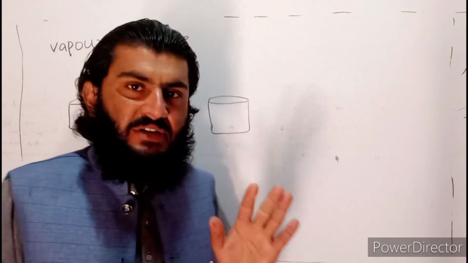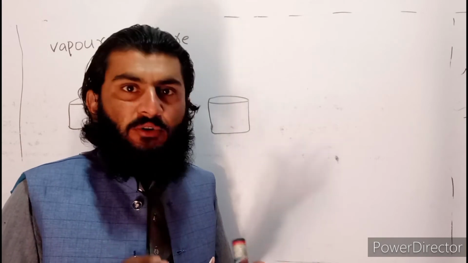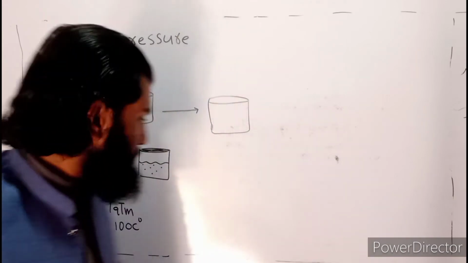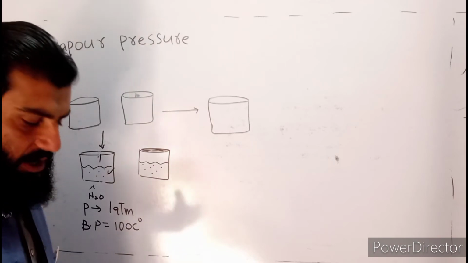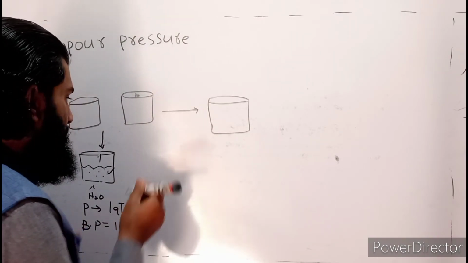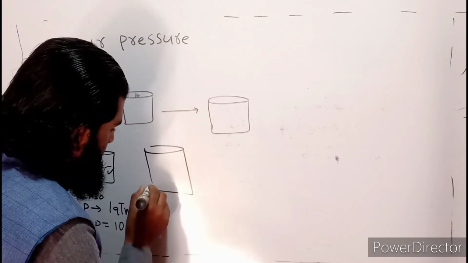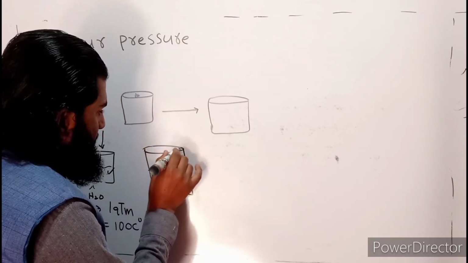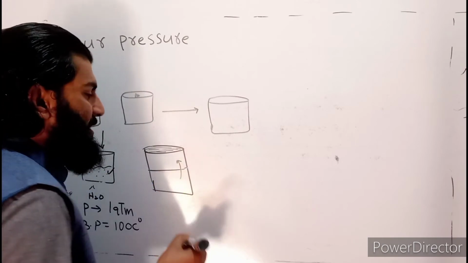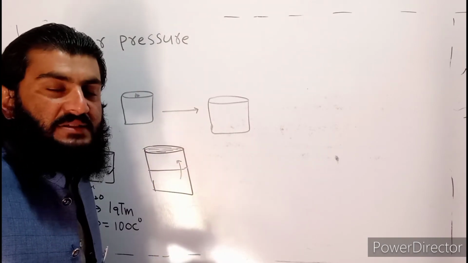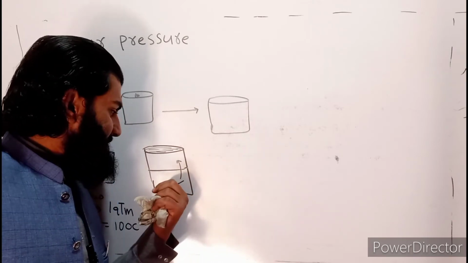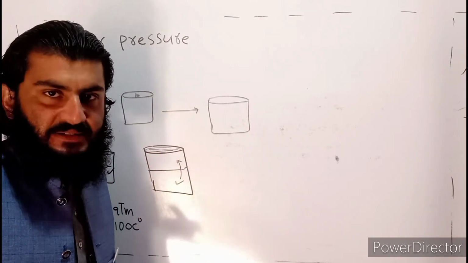Now we are going to discuss vapor pressure. We don't discuss vapor pressure for an open container. Now we discuss vapor pressure for a closed container. For example, this is a closed container. I want to magnify it. When we heat up this container, which is closed, then evaporation or vaporization starts. Vaporization means gasification starts, the conversion of liquid into gas.